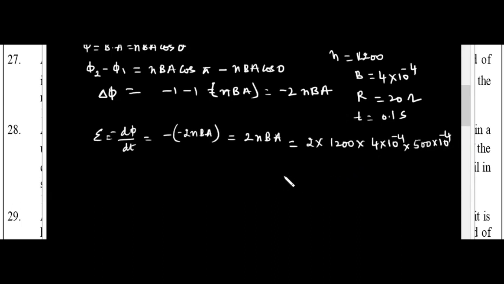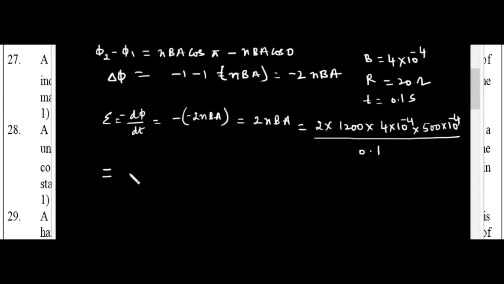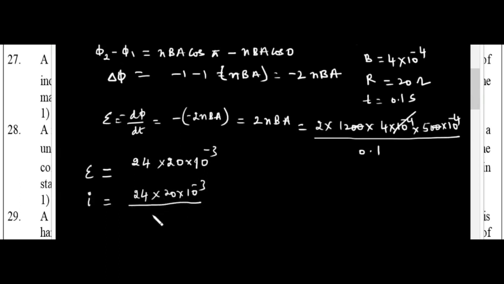Right. Now this value divided by 0.1, that is equal to, 2 12s are 24 into 4 5s are 20 into 10 power minus 4, when it comes up 10 power plus 1, so 10 power minus 3 is E. Now E is equal to IR, so I is equal to E by R. E is 24 into 20 into 10 power minus 3 by R. Resistance is 20 ohm. So this 20 and this 20 get cancelled.